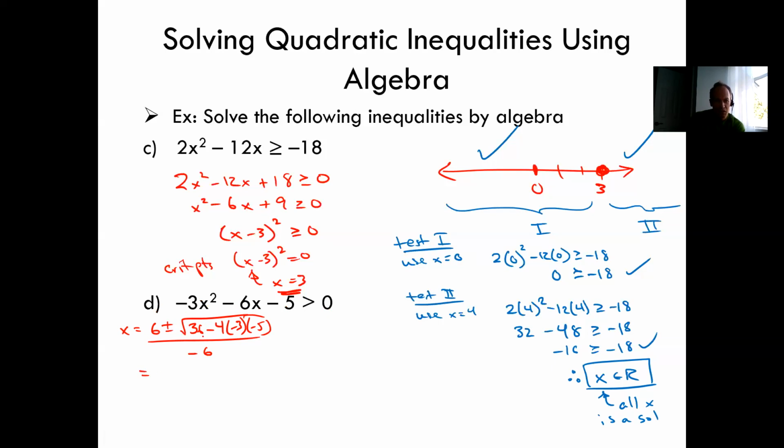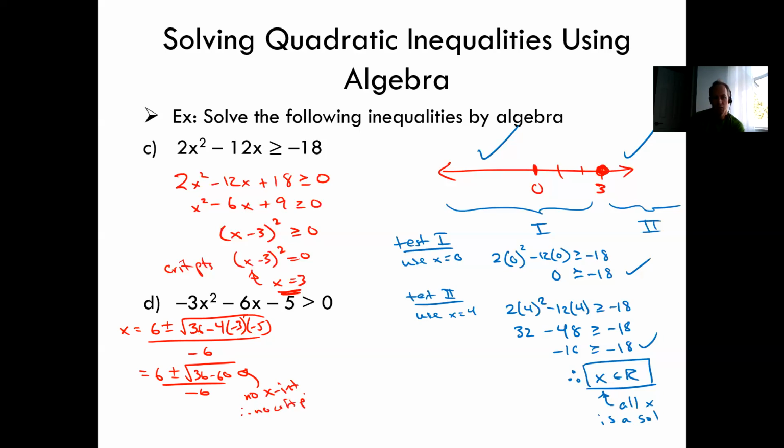So what do we got here? 36 minus 4. Okay, so what's 4 times 3? That's 12. 12 times 5 is 60. 36 minus 60. No. This is 6 plus or minus the square root of 36 minus 60. Oh, that's what's going on. Okay, this is a bugger. Okay, there's no x-intercepts, therefore no critical points.